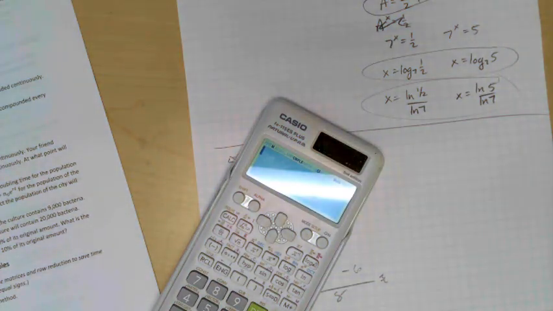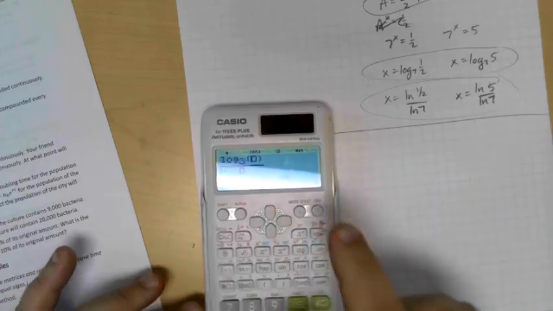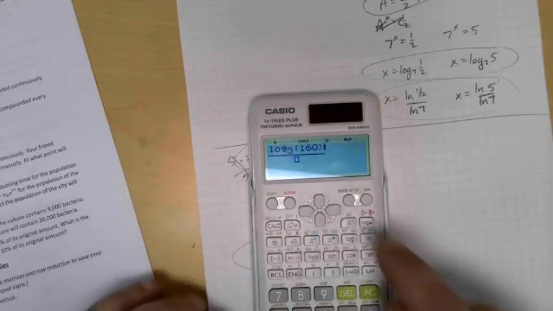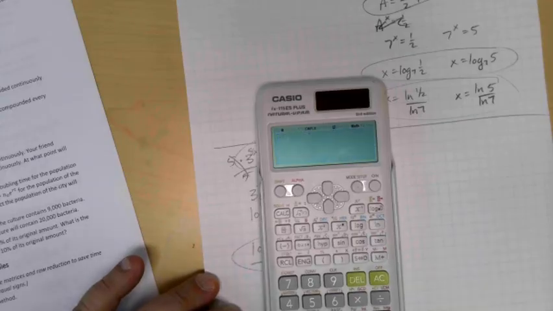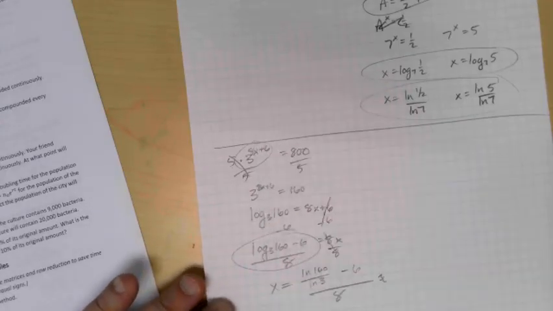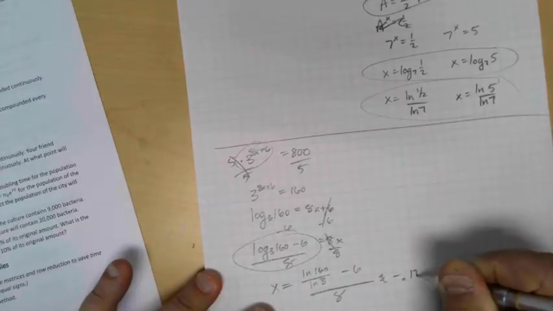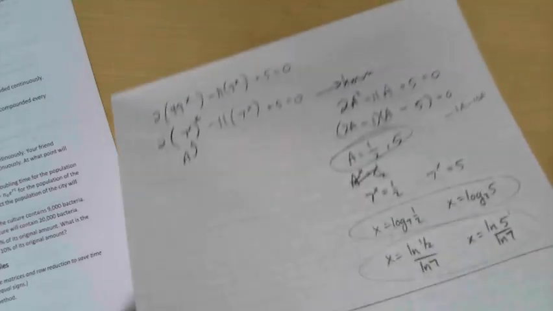Okay, so now let's put that in the calculator. And hopefully I'll get the right thing, or hopefully I'll match somewhere. So I'm going to go log base 3 of 160 minus 6 all over 8, and I get negative 0.1725 something-ish, which is approximately negative 0.173. Okay, there's that. Cool. Okay, moving on.